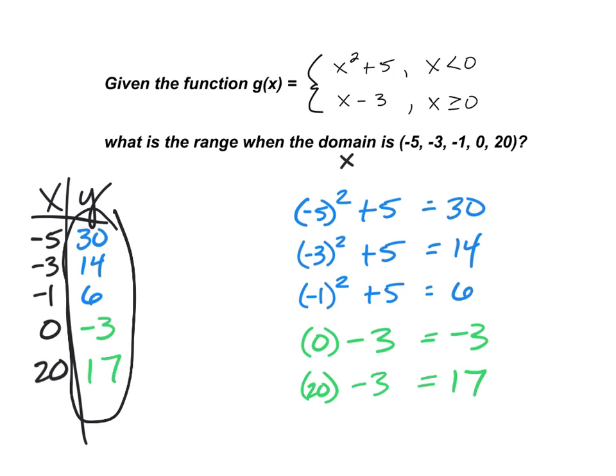Okay, so for the first three values of the range, I had to use the top function because my domains were less than 0. And then for my last two members, I had to use the second function here, because those domain values were greater than or equal to 0.